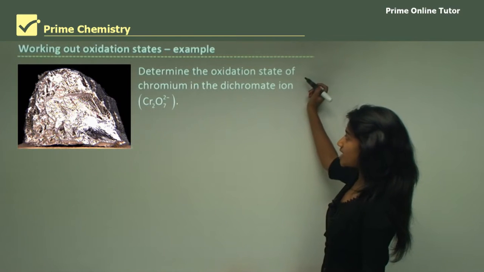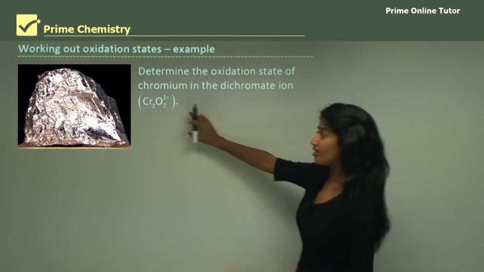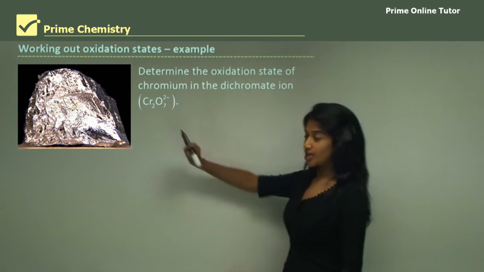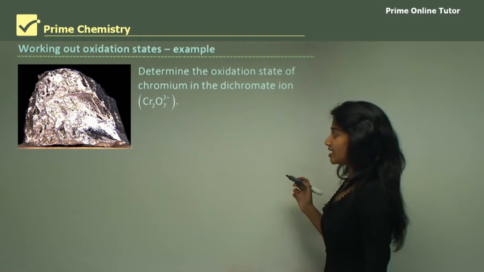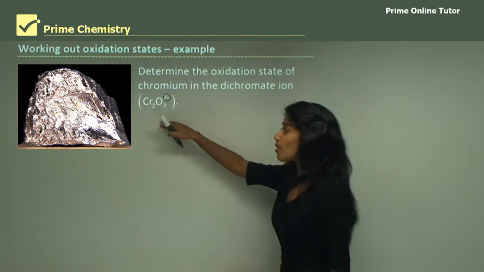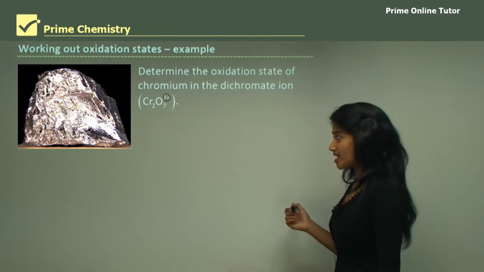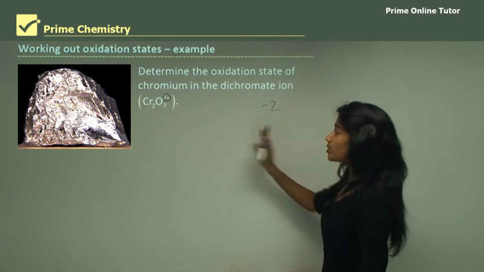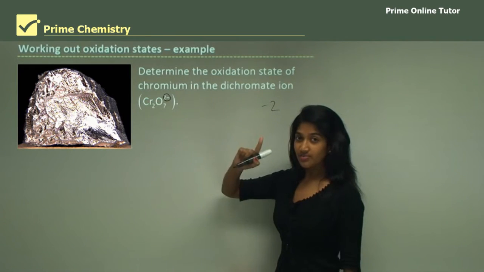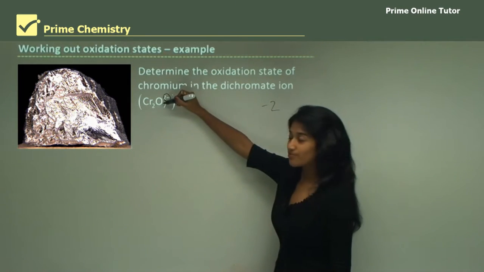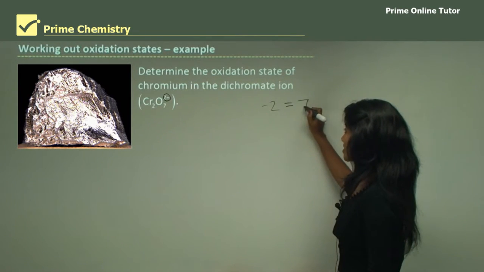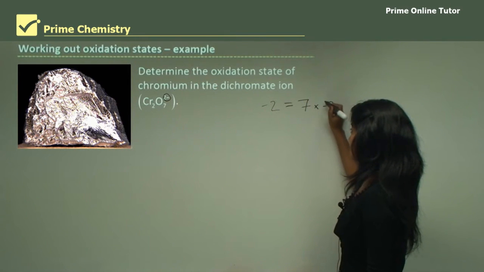Determine the oxidation state of chromium in the dichromate ion, Cr2O7, which has a -2 charge. This is an example we'll be looking at. The first thing to do is to realize that the charge is -2, which means the whole ion has an oxidation state of -2. Now we're looking for chromium here. We have oxygen bonded to it. One oxide would have a charge of -2, right? So there are 7 of them, which gives us 7 times -2.